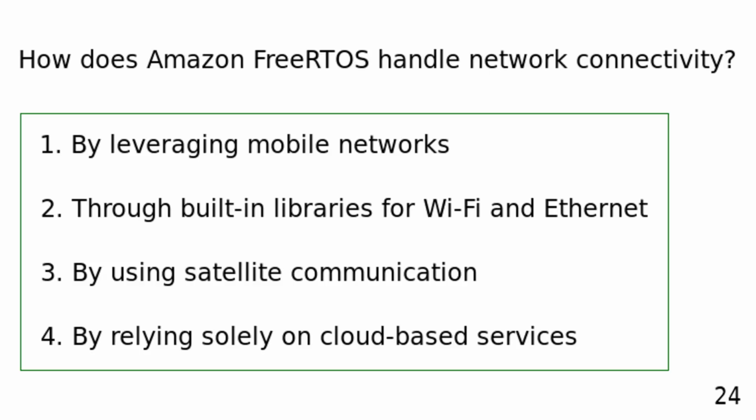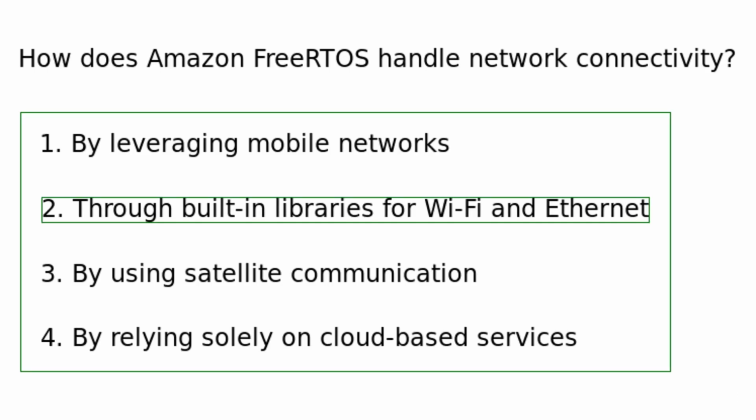How does Amazon FreeRTOS handle network connectivity? By leveraging mobile networks. Through built-in libraries for Wi-Fi and Ethernet. By using satellite communication. By relying solely on cloud-based services. Amazon FreeRTOS includes built-in libraries for managing Wi-Fi and Ethernet connectivity.